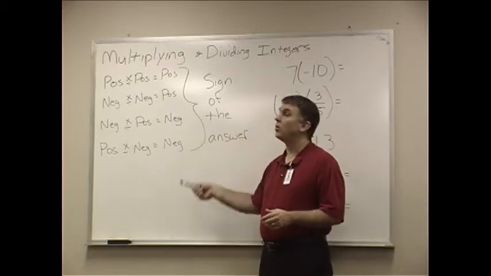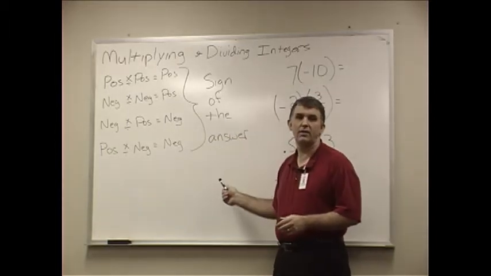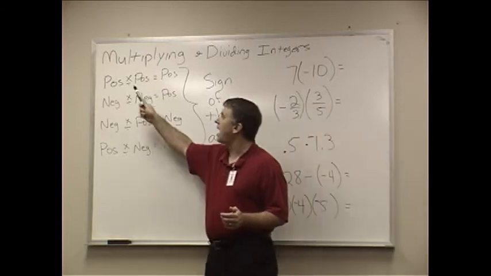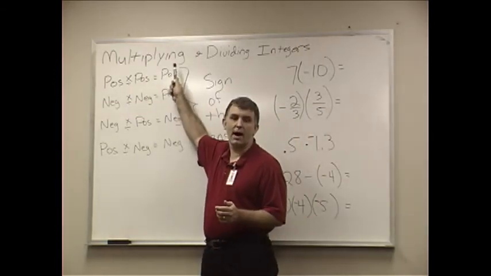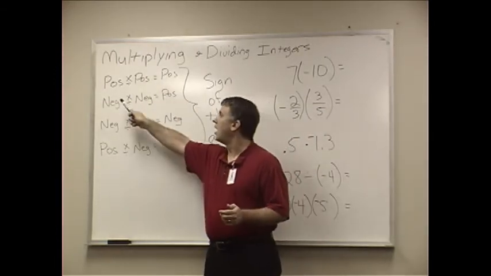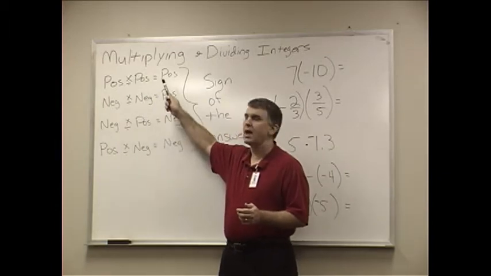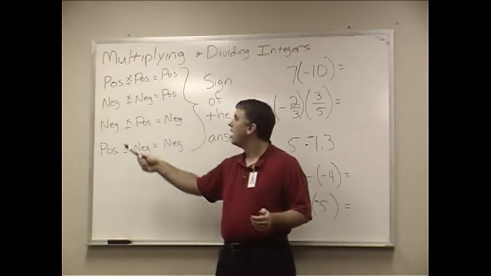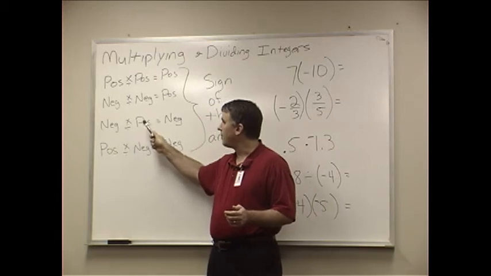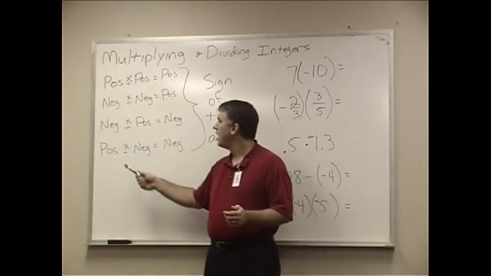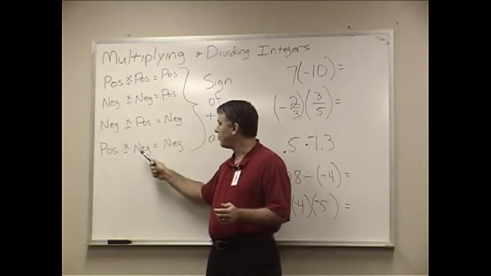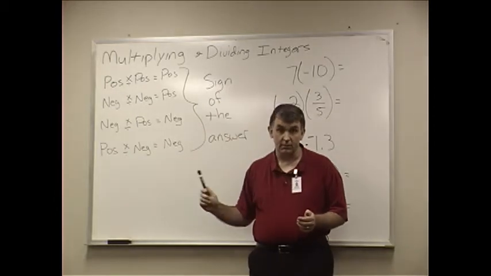These rules only give you the sign of the answer. So a positive multiplied or divided by a positive is a positive. A negative multiplied or divided by a negative is a positive. A negative multiplied or divided by a positive is a negative. And a positive multiplied or divided by a negative is also a negative.